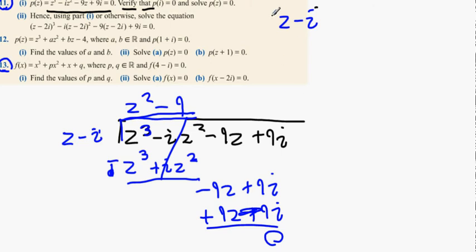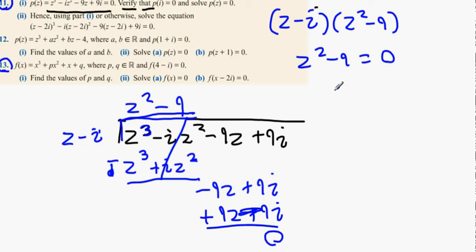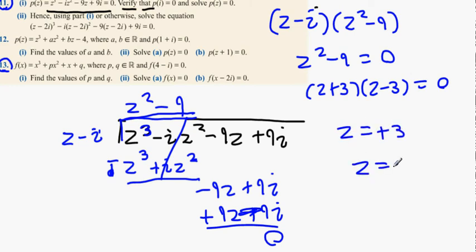So now we have that it's z minus i multiplied by z squared minus 9, and that makes this equation here. And now we just have to solve z squared minus 9 equals 0, and we're going to get z plus 3, z minus 3 equal to 0, so z equals plus 3, and z equals minus 3. So we have the 3 roots. So it's z equals i, z equals minus 3, z equals plus 3.